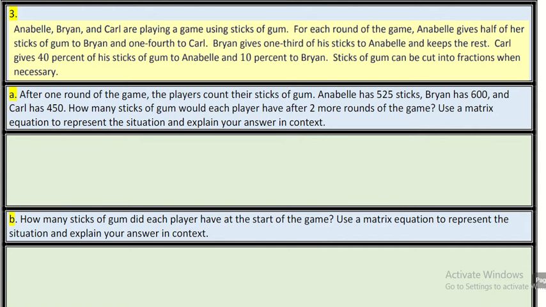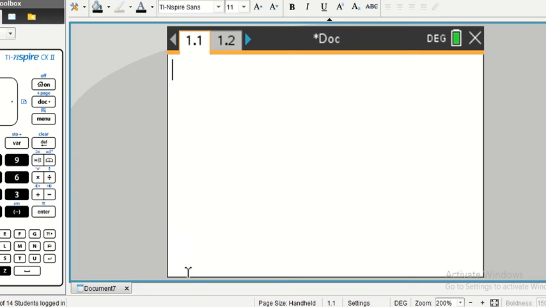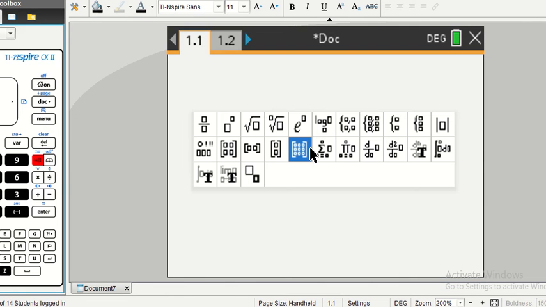Sticks of gum can be cut into fractions when necessary. So I want to create a matrix to show how each of these things are being divvied up. There are 3 people involved: Annabelle, Brian, and Carl. So this is a closed set, and therefore it's going to be a 3 by 3 matrix to represent that. So we'll start by adding a 3 by 3 matrix.